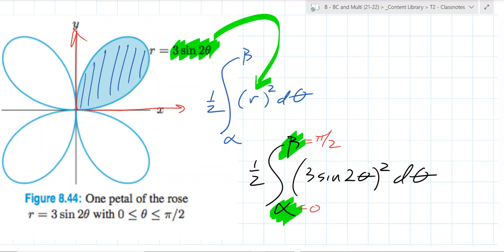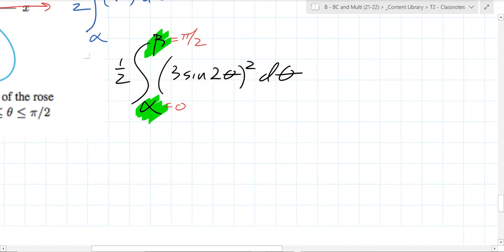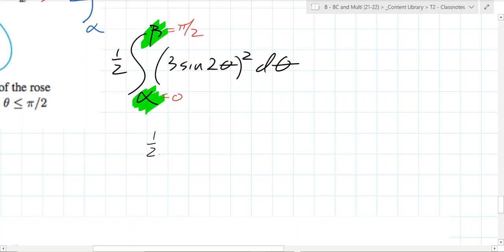But you have to be super careful. I can make the leaves be spikier. So for example, it's not always going to be that straightforward. Check your limits of integration, because on the AP test, what are they going to do? They're going to set you up with all the easy wrong ones. So what do you have to integrate here? 1/2 the integral from 0 to pi over 2 of 9 sine squared 2 theta d theta.